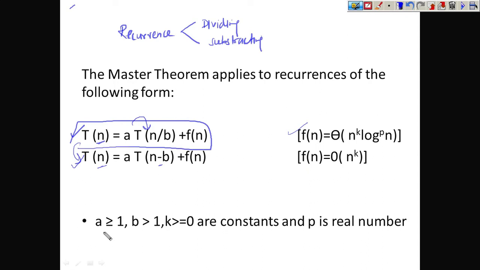So a must be more than or equal to 1, b must be more than 1. Definitely when you're dividing by something, it must be more than 1, because if you keep it 1, then it will remain n. So this b must be more than 1. k must be more than or equal to 0, and a must be more than or equal to 1, and p is also one, any real number. So we will see how it works.